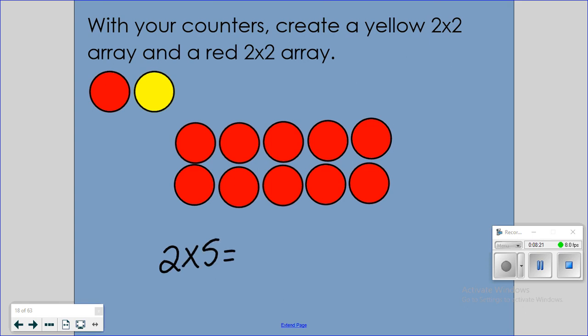What does a 2 by 5 equal? You can do it in your notebook. Get your notebook out. We have a 2 by 5. What does that equal?